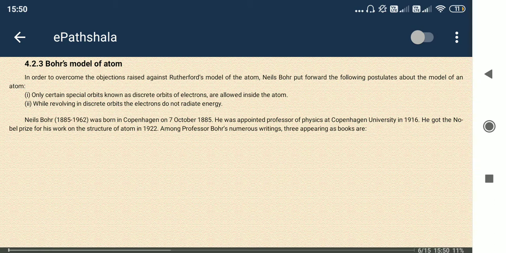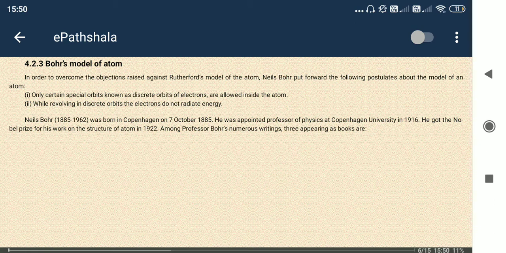Okay, it cannot move around the nucleus in every direction, or in a zigzag way, or something non-uniform. So he said only in a uniform nature and in a specific radius do they move around the nucleus. Okay, that is the orbit. So he said about this orbit.